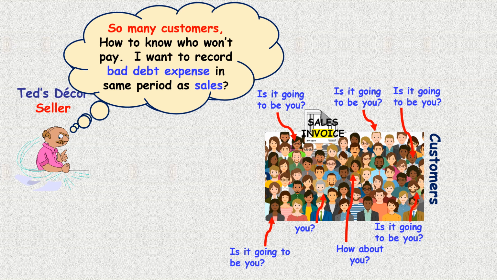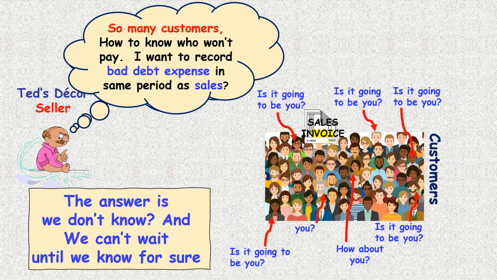Since the matching concept tells us to record the bad debt, the non-payment, in the same year as the sales, but we don't really know which of the customers won't pay us. We only know when time has passed. So the answer is we don't know, and we can't wait until we know for sure who of those customers will not pay.